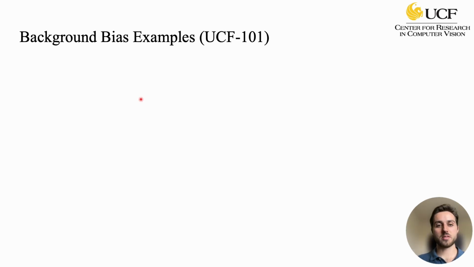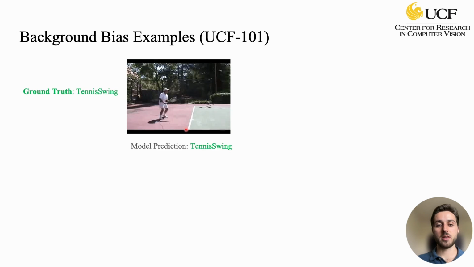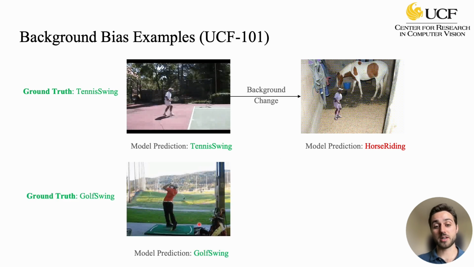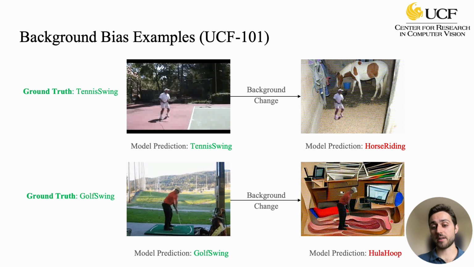We can look at some examples of background bias using UCF 101. In this video, we see a man on a tennis court swinging a tennis racket, but if we replace the tennis court with an image of a horse, our baseline model will predict horse riding because it's not really using the motion, it's just using the presence of a horse. See something similar here with the golf swing. He's swinging a golf club, there's wide open greens, but if we replace the background with this generated office that has some random shapes, our baseline will predict hula hoop.